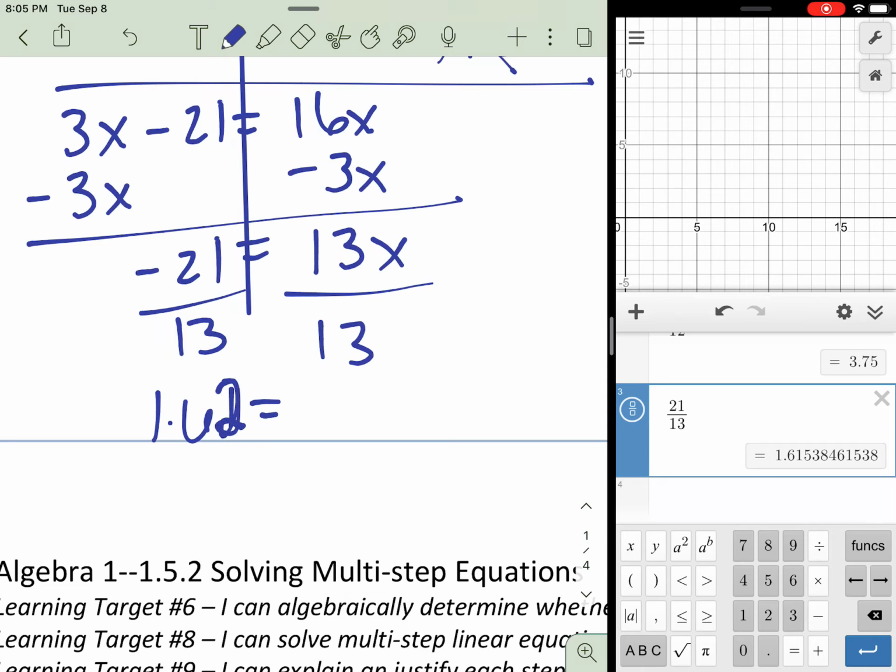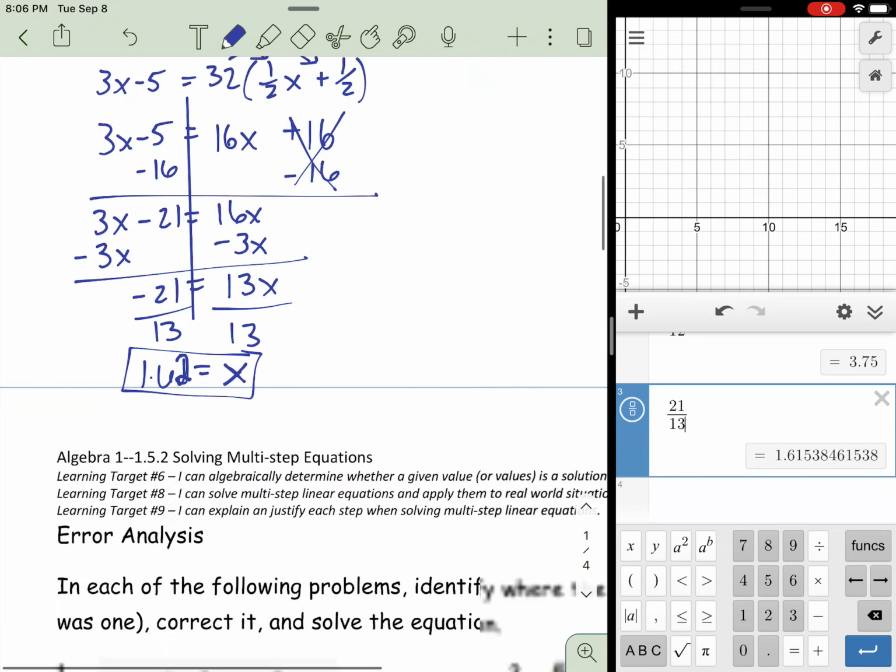But 1.61 is the golden ratio, by the way. I'll have to show you that one. There's a Daffy Duck thing I can show you guys later.